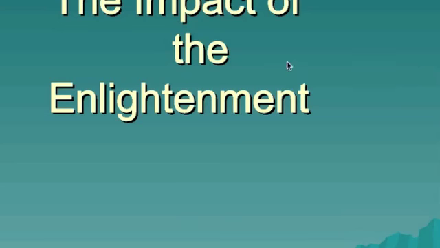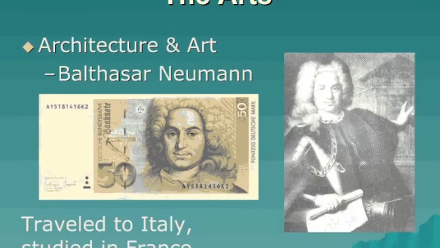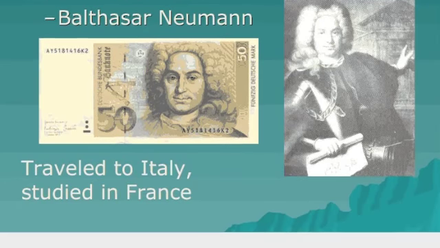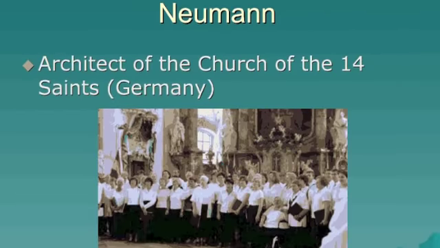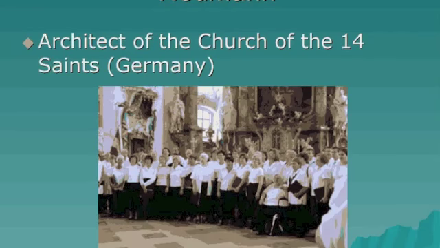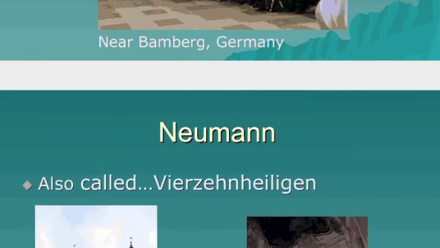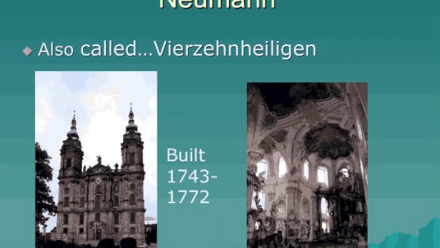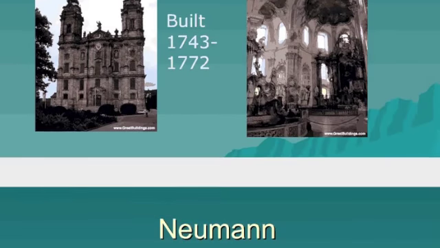This is taking all those political philosophies that we learned about and showing how it impacted other things in the world, such as art. An example of Rococo art is its architecture, which can be seen in the works of Balthasar Neumann. And an example of something that he was the architect of is the Church of the 14 Saints in Germany. And since that is in Germany, they call it Vierzehnheiligen. Right? So there you go. You see how it's very grandiose.